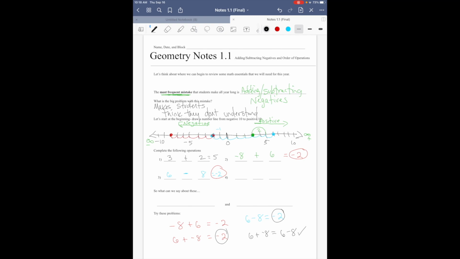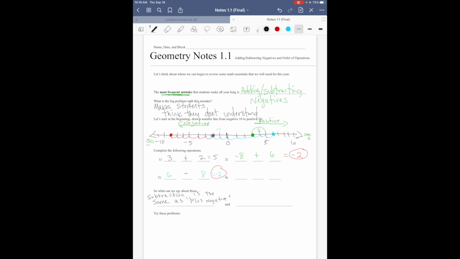So what can we say about these? We can say subtraction is the same as plus negative. Subtraction is the same as plus negative. So the last one that I want to do together, and I'm going to erase all this, the last thing that I want to do together is I want to do the opposite. I want to do the opposite of this.